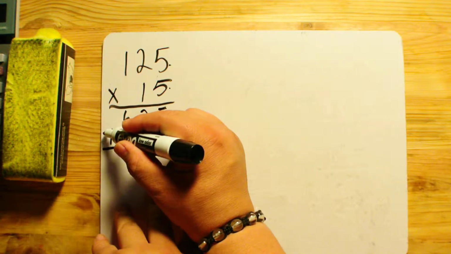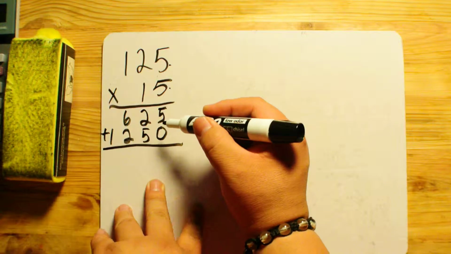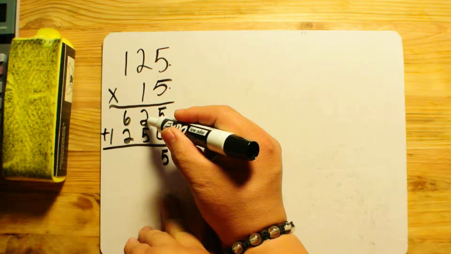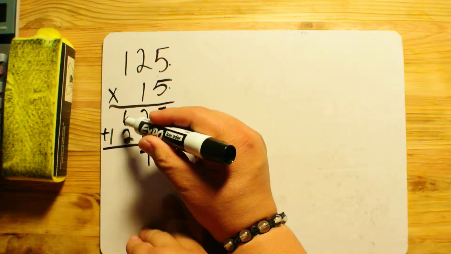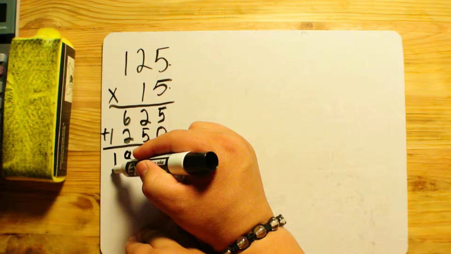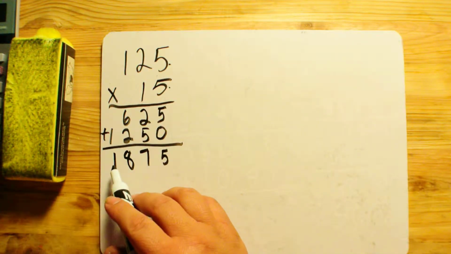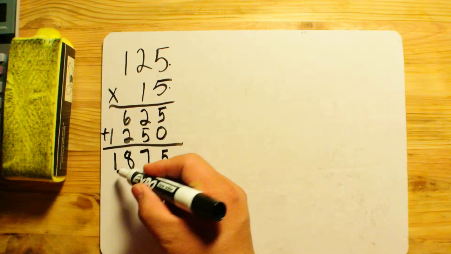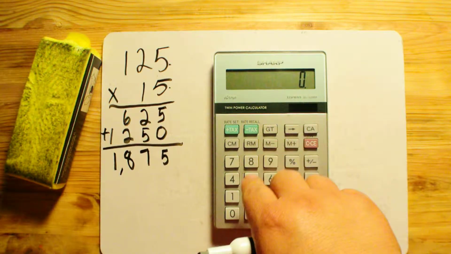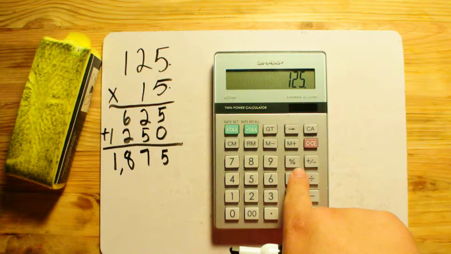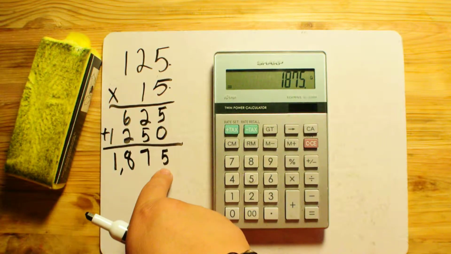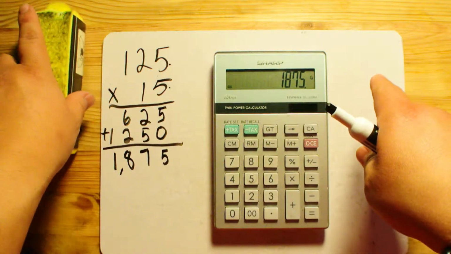And now we add. So 5 plus 0 is 5. And 2 plus 5 is 7. And 6 plus 2 is 8. And 0 plus 1 is 1. So we get 1,875. And you can always check with your calculator. 125 times 15, which is 1,875. Okay, so that's the first example.